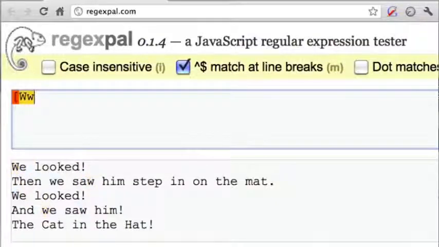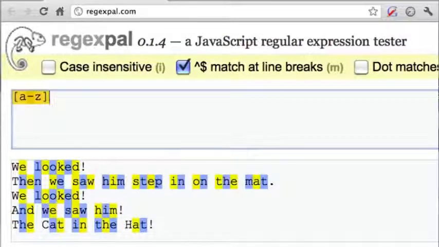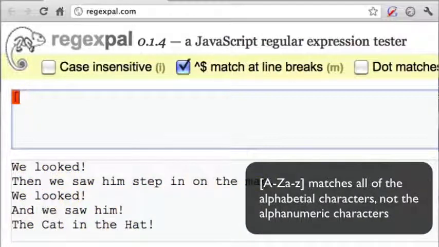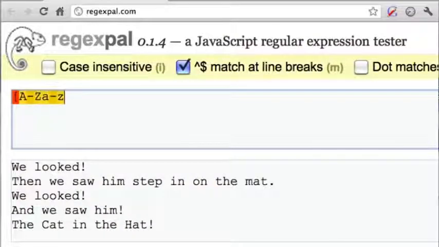Or we could have all the E's and all the M's, and that's going to match all the E's and the M's. Or in our ranges, we could have all the capital letters. There's all the capital letters being matched. We could have all the lowercase letters. There's a lot of lowercase letters there. Or we could match all of the alphanumeric characters. Think for a second how to match all of the alphanumeric characters.